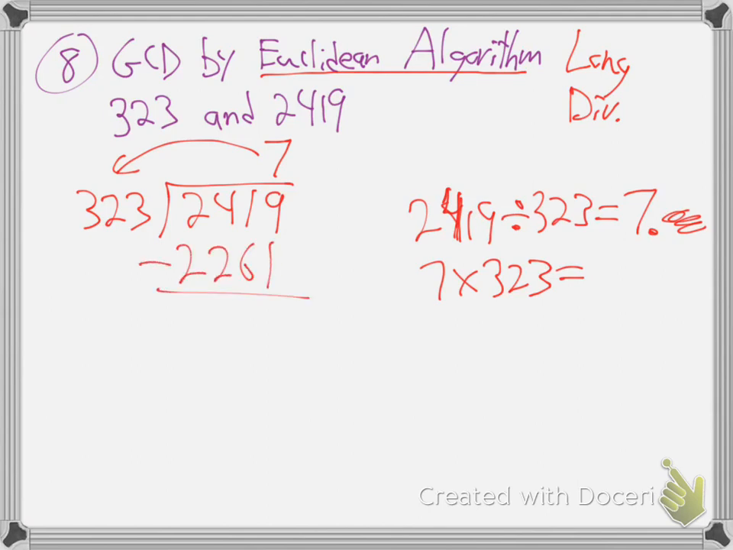2,261. Thank you. Then subtract. Right, we're just doing normal long division. You go ahead and use your calculator. Subtract those. What's that? 158. All right? Are we good so far? I just did one step of long division, right?